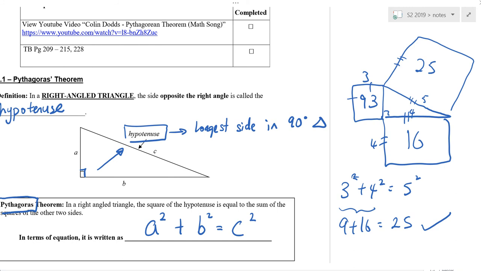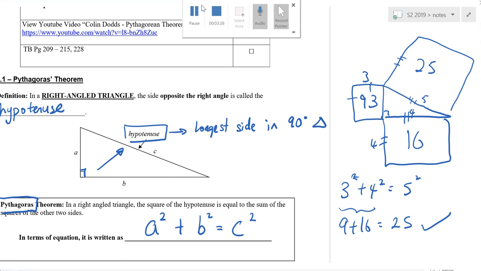Alright, so I pause the video. I pause the video first. I tell you all a story. The theorem.